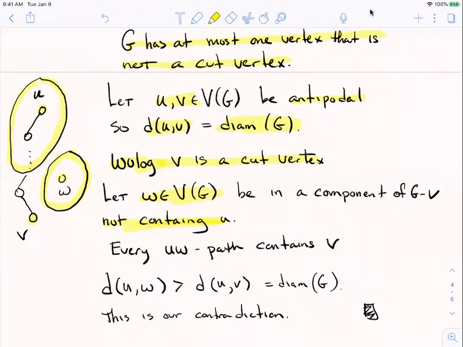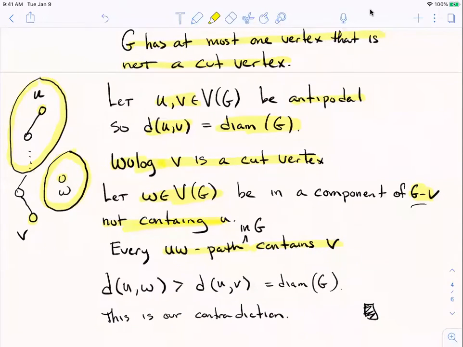Well, not directly by our previous proof, but from the idea in it. U and W are in different components of G minus V. So every UW path in G, again, let me emphasize that, has to contain the vertex V. Because if there were a UW path in G that avoided V, then U and W would be in the same component in the graph G minus V, and we're saying that they're not. Okay? So what would that mean? Every UW path contains V.